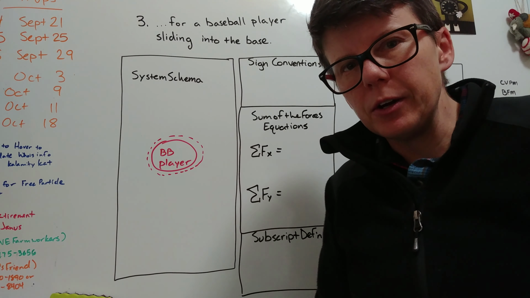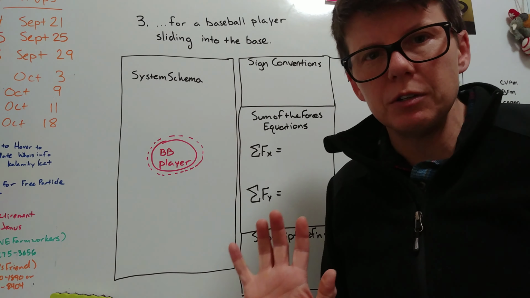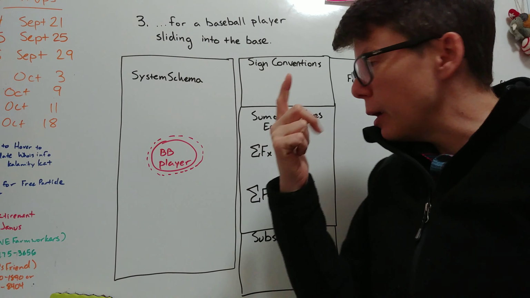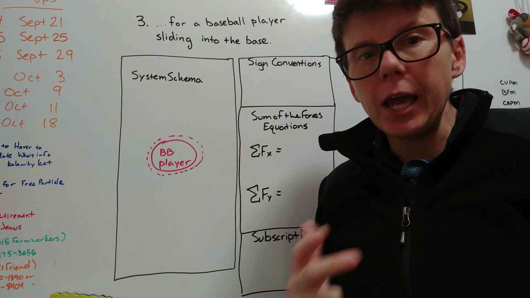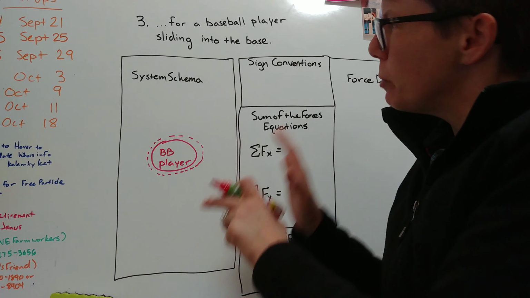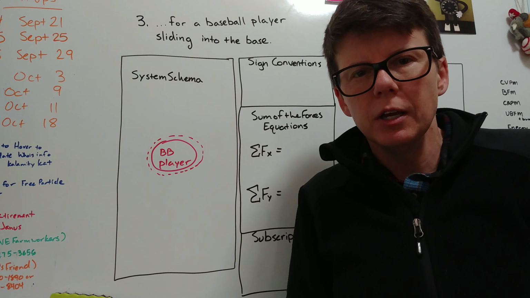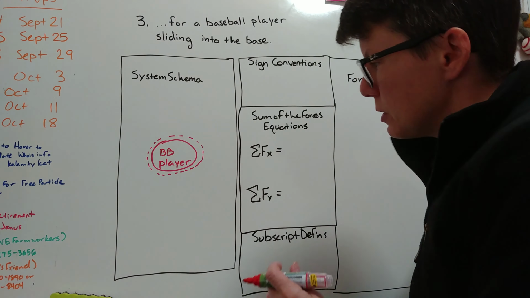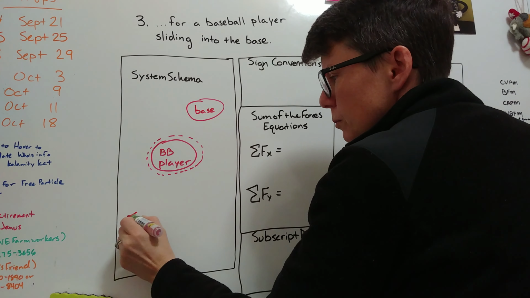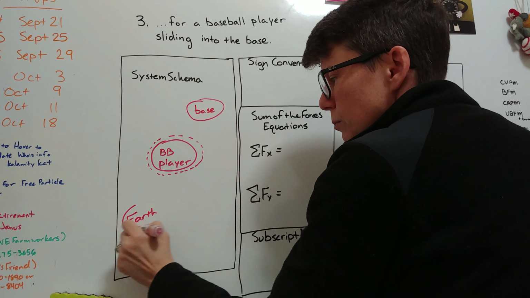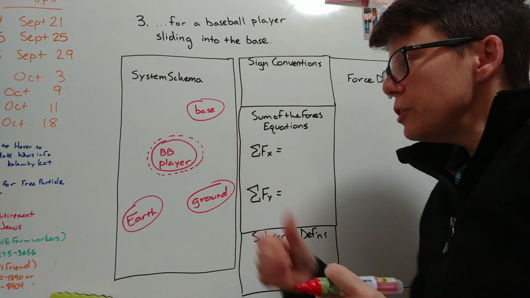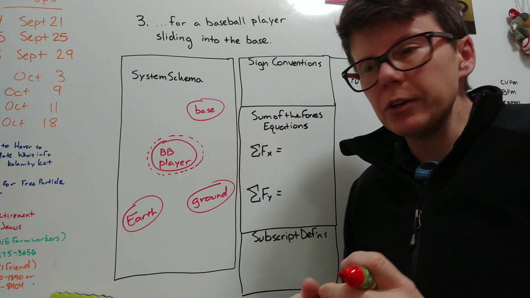Other objects in this scenario. So this is going to be highly dependent on the individual scenario. The earth is involved, the ground is involved, and I'm going to include the base as well. I'm going to exclude air, as in air resistance, because I think in this scenario, the baseball player is moving at such a low speed that there'd be negligible air resistance. These are the objects with which the baseball player interacts.